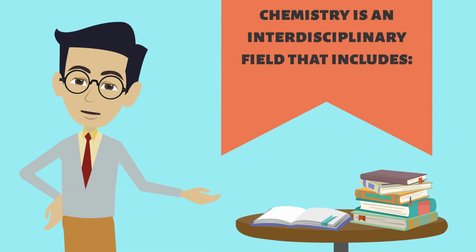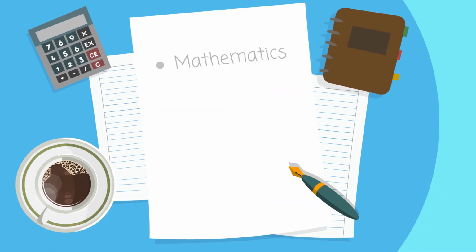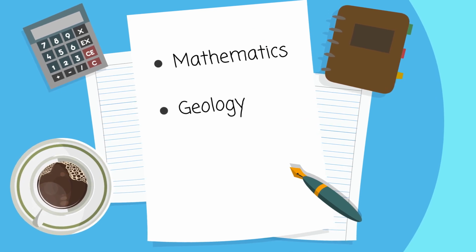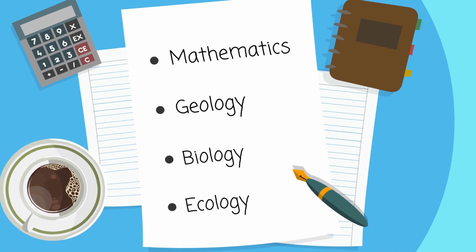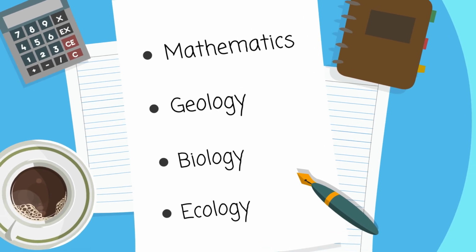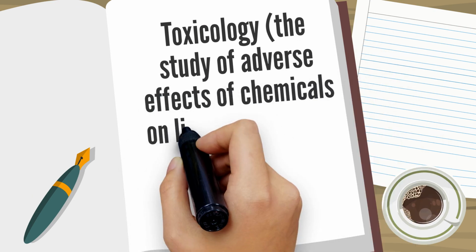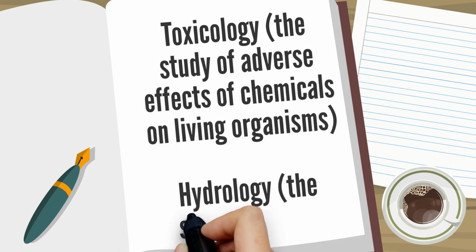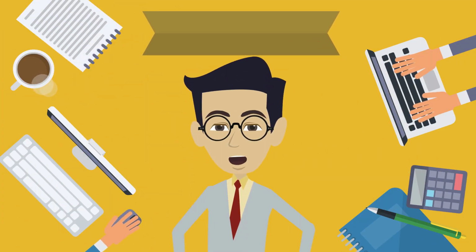Environmental chemistry is an interdisciplinary field that includes mathematics, geology, biology, ecology, the study of ecosystems, toxicology, the study of adverse effects of chemicals on living organisms, and hydrology, the study of water. All of these can be incorporated into the study of the influence of chemicals on the natural environment.